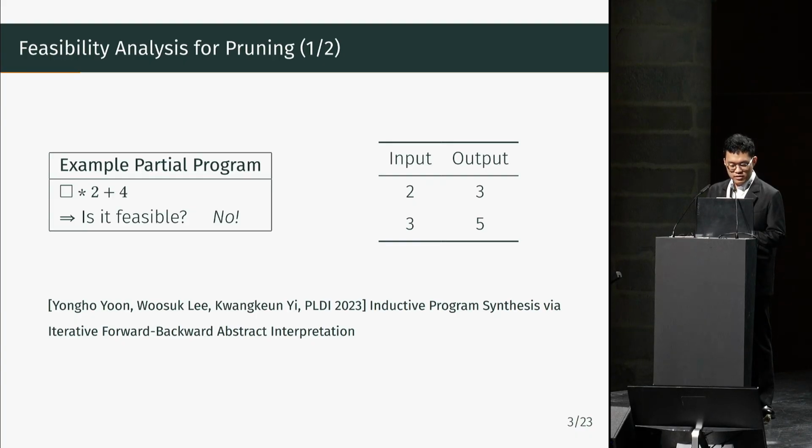When we see this, hole times 2 plus 4, we should satisfy those input-output pairs, but we can find out that the output numbers are odd. So is it feasible? Actually, no.